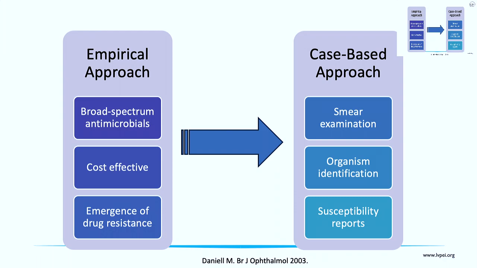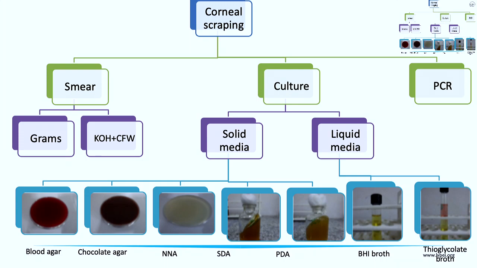So there are 2 approaches to treating microbial keratitis. One is the empirical approach, which many follow because of the lack of proper microbiology support, and the other is a case-based smear approach. As we have discussed time and again, a systematic way of examining the smears is to have a Gram and KOH, cultures in solid and liquid media, and PCR analysis for the identification of particular DNA. This is important because liquid media will detect small quantities of organisms. PCR is very sensitive, it will detect any DNA that is present.